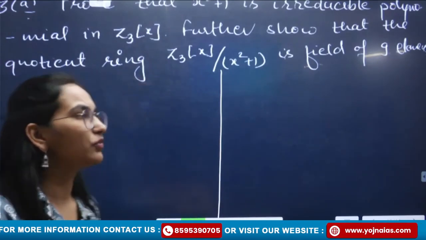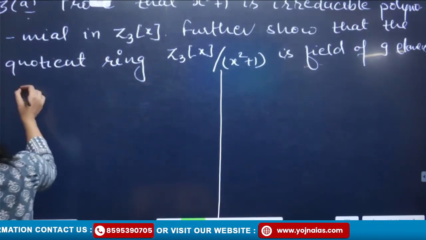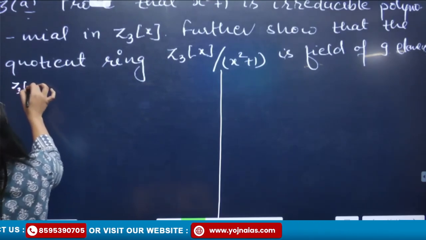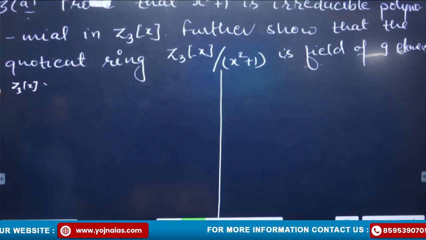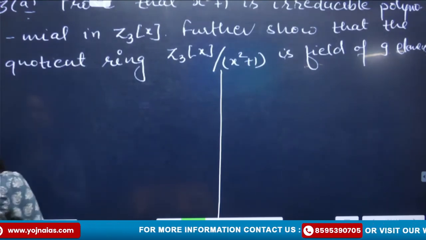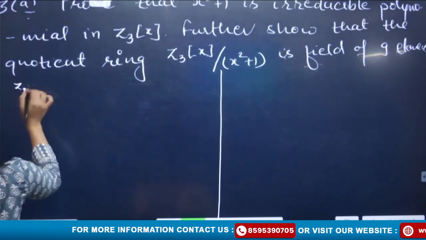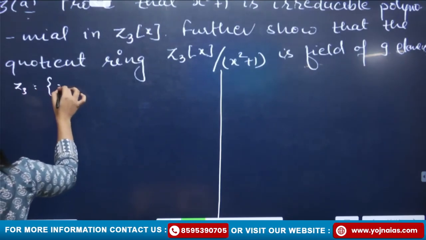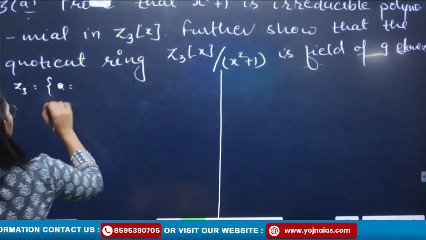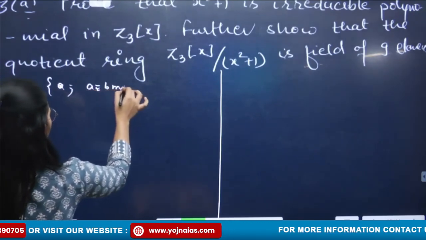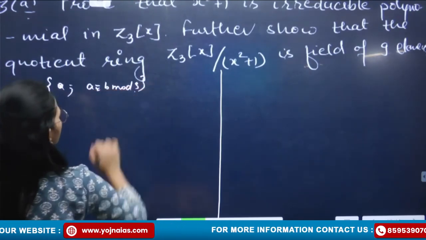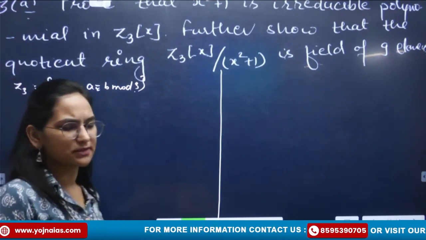And what is the given field? They had given Z_3. If this is the field, then how do its elements look? First tell me what Z_3 is. Z_3 contains all those a for which a is congruent to b mod 3. So this is the residue class 3.